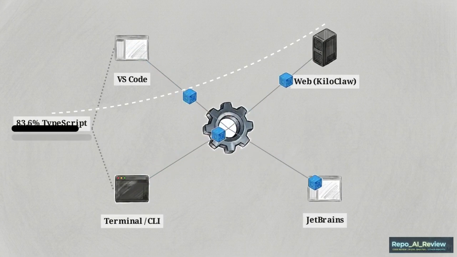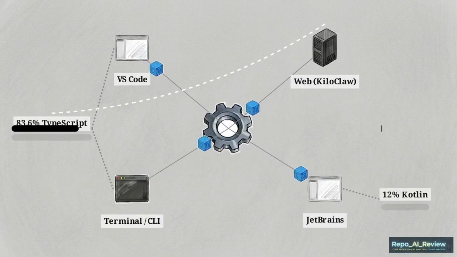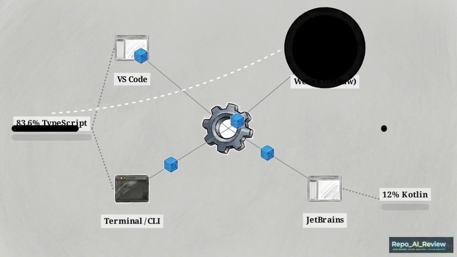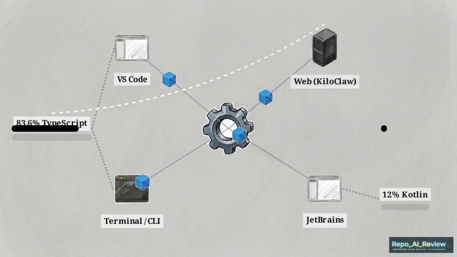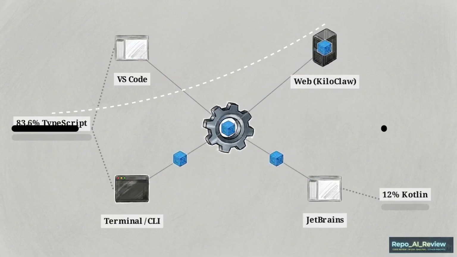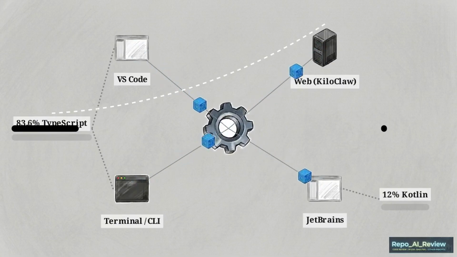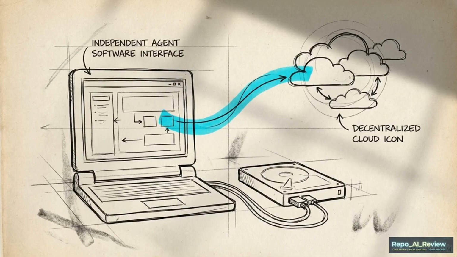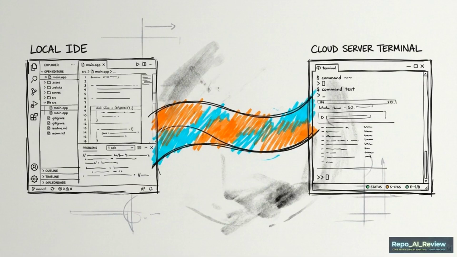VS Code and web nodes run on an 83.6% TypeScript codebase, while JetBrains requires 12% Kotlin. The web node connects to Kilo Cloud, an always-on cloud agent running independent of a local machine. Detaching the underlying agent logic from any single proprietary IDE ensures that workflows remain intact, regardless of vendor constraints. An effective agent exists as a continuous layer bridging the local GUI and the cloud terminal.